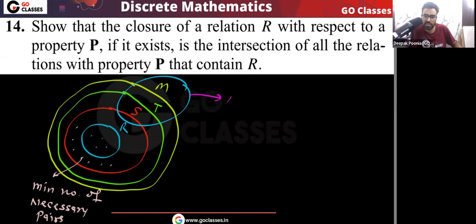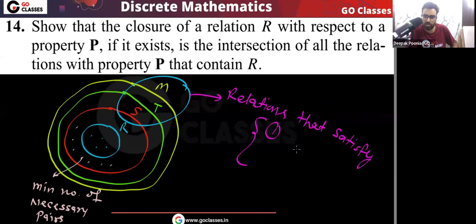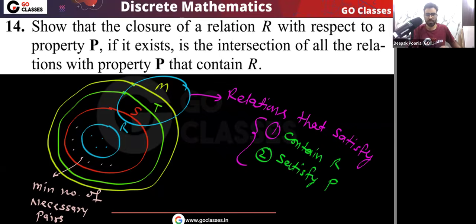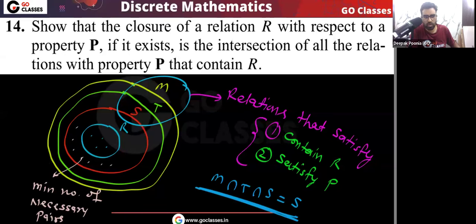You can see these are the relations that satisfy two properties. What are the two properties? They contain R and satisfy property P. Okay, yes or no? So finally, if I take the intersection of all of them, M intersection T intersection S, then that will be S only. Okay, I hope you understood.